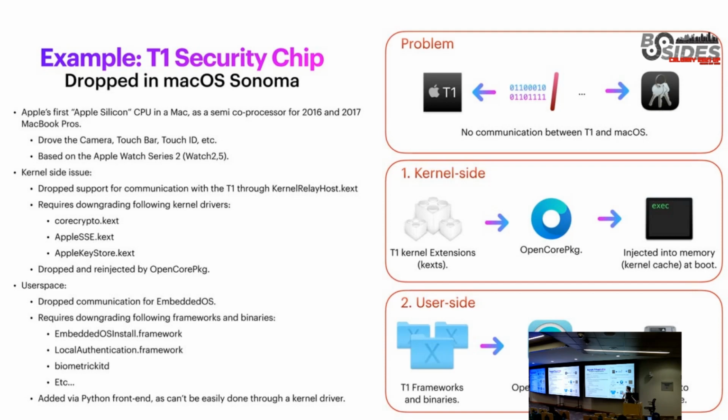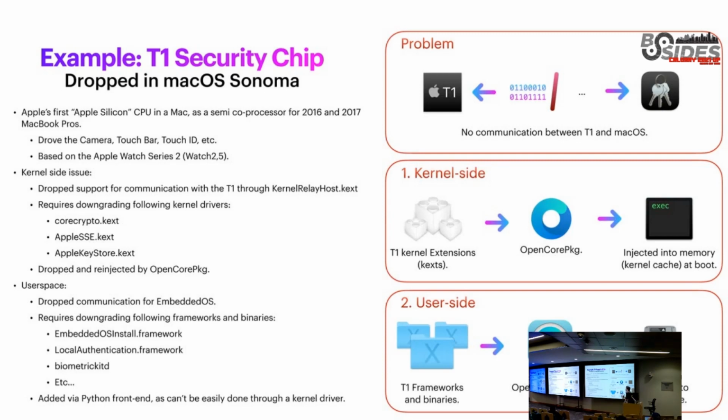Of course, the main one was kernel side, where communication is done over USB through the kernel relay host. But there's a whole bunch of kernel extensions that removed the logic for communicating with this kernel extension. So we need to downgrade Port Crypto, Apple SSE, Apple Keystore, and so on.